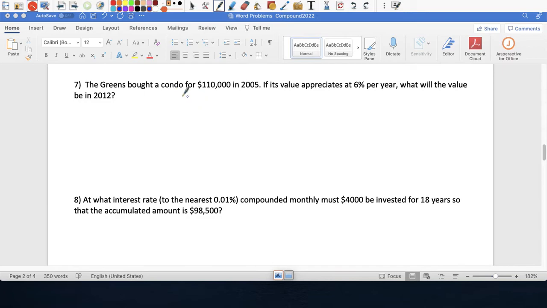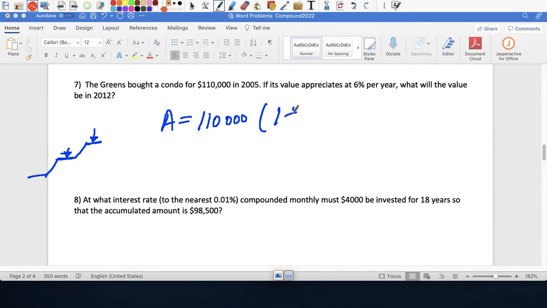7. Somebody bought a condo for $110,000. It appreciates at 6% per year, so the house goes up. At the end of that first year, it goes up to a certain value, and then it goes up 6% of this value here, right? And then at the end of that year, it goes 6% up of this value, and so forth and so forth. So it's compounded annually.